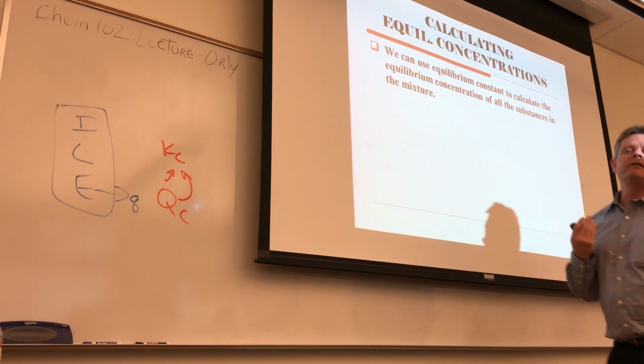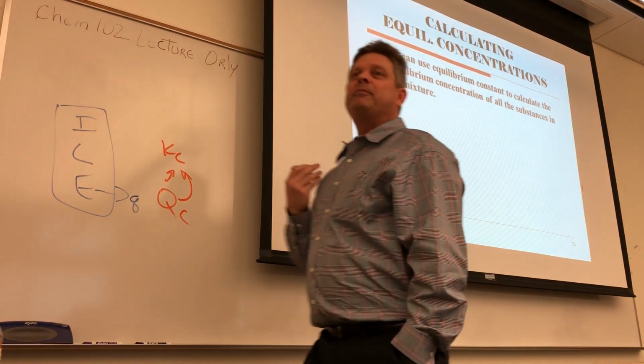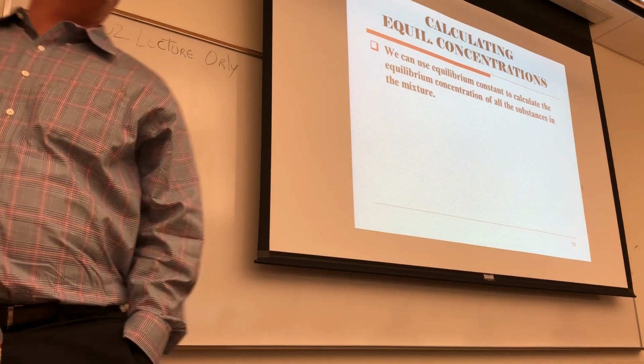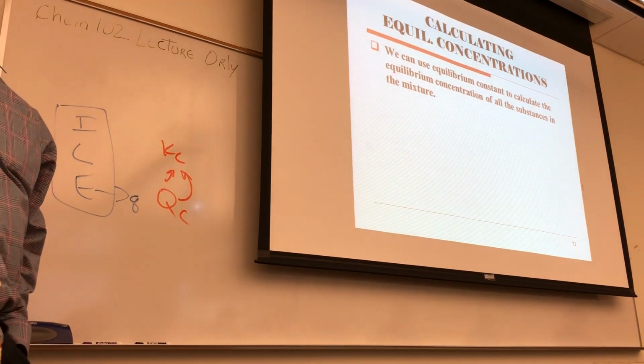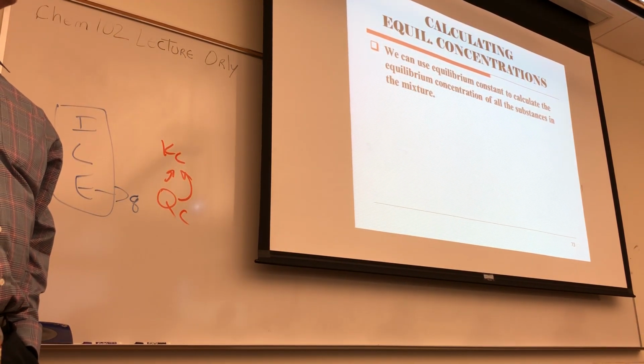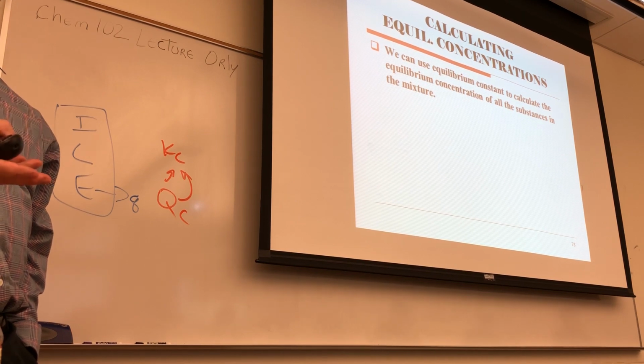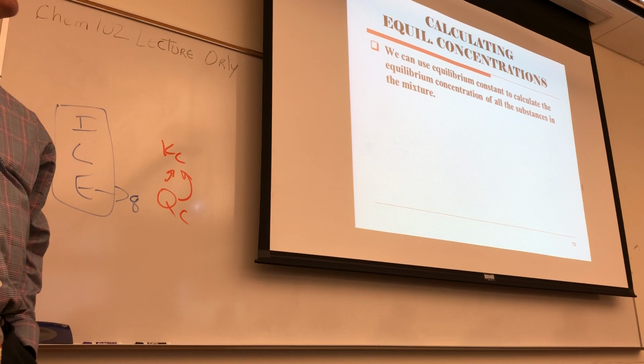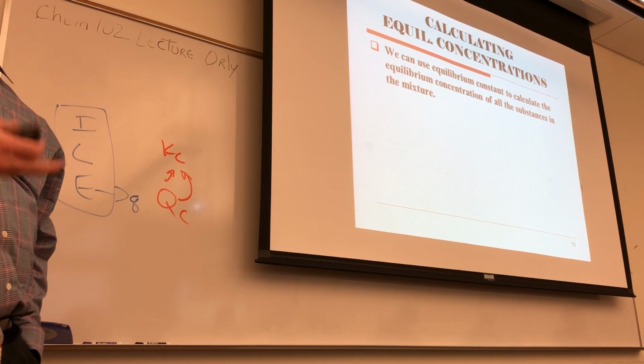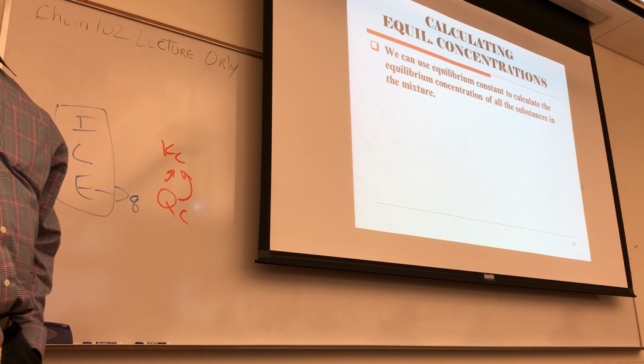You guys already know this. Up to now, we've tried to figure out what the Kc is, basically, using the equilibrium constant setup. Now they're just saying if you have Qc, if you have Kc, then you could figure out what some of the concentrations are. That's it. No big deal. You guys already know that, though.